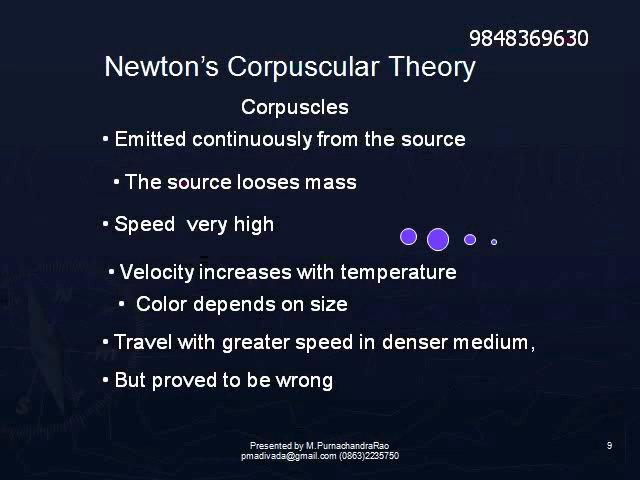He proposed that light travels with greater speed in a denser medium. According to this corpuscular theory, light should travel with more speed in a denser medium. But of course, it was proved to be wrong by Foucault's rotating mirror method. These are the concepts proposed by Newton's corpuscular theory.